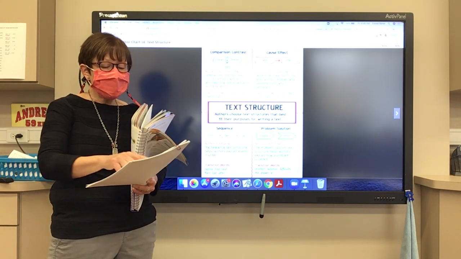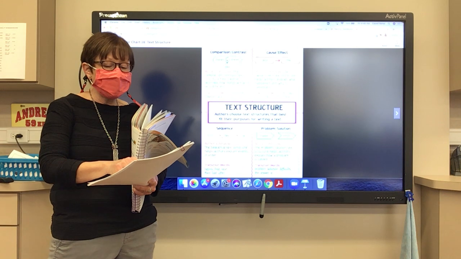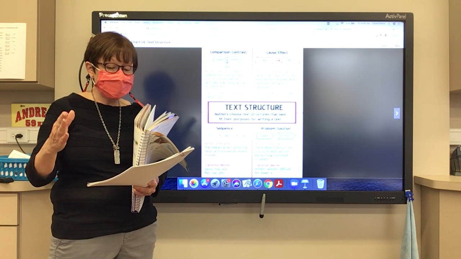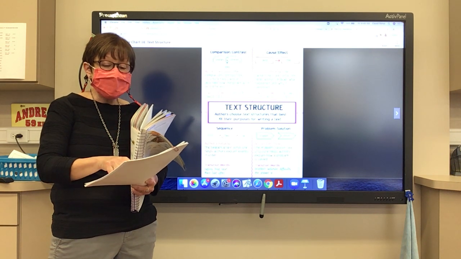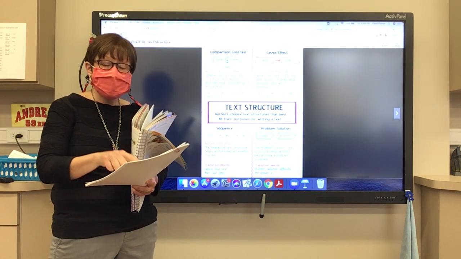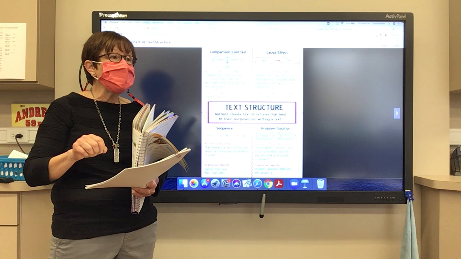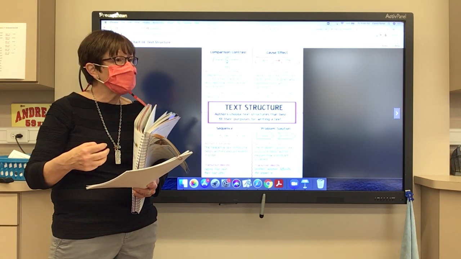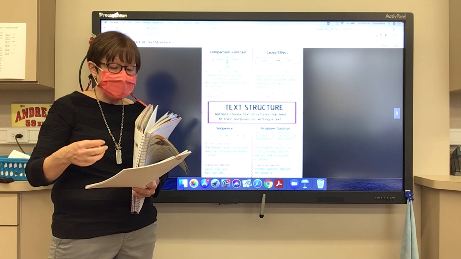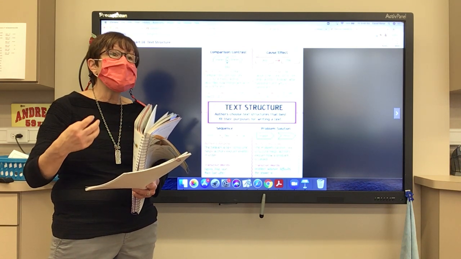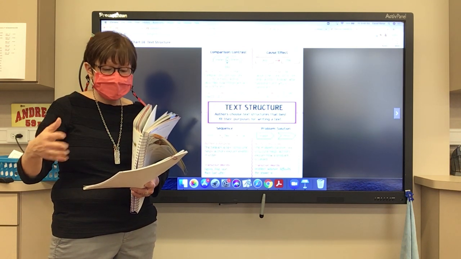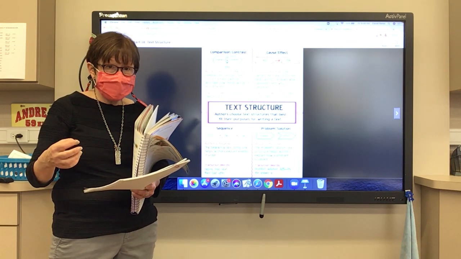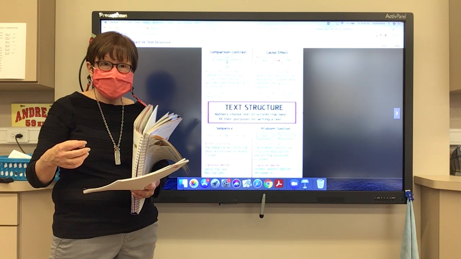Look where it says sequence and chronological. Chronological has to do with the order in which things happen. So for sequence, the meaning is the sequence of events in order, or the steps in a procedure. Those both have to do with the sequence in which something happens. So that is a very common text structure.